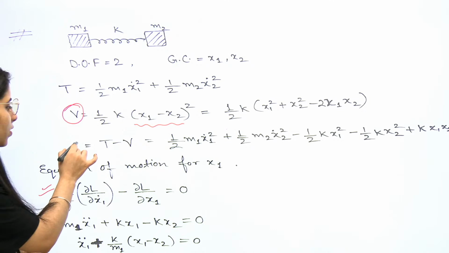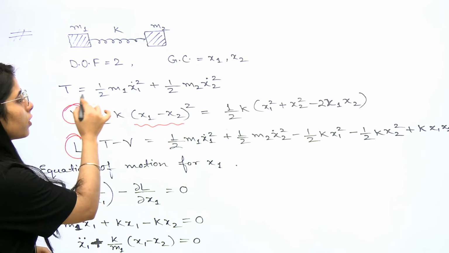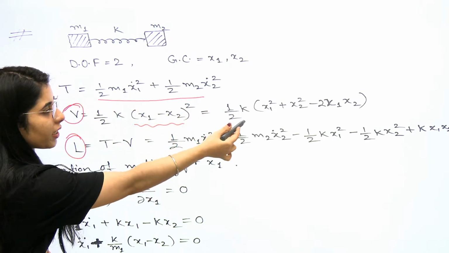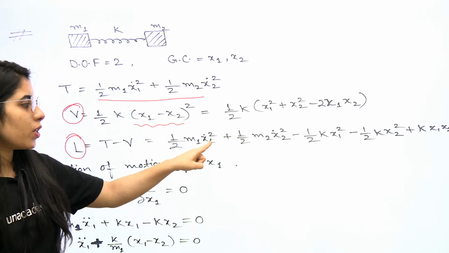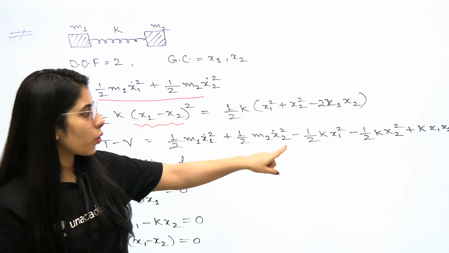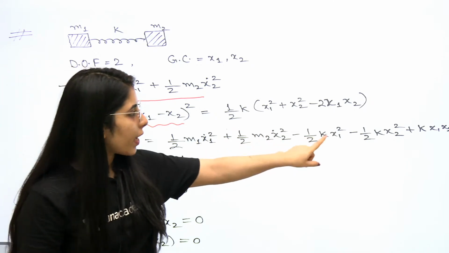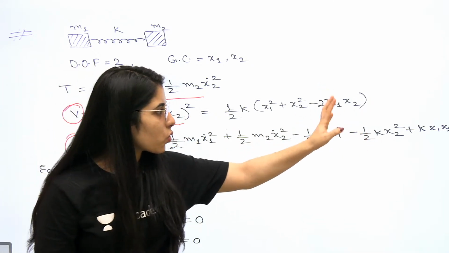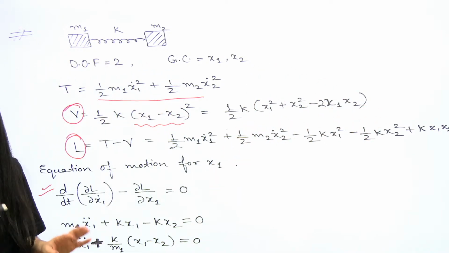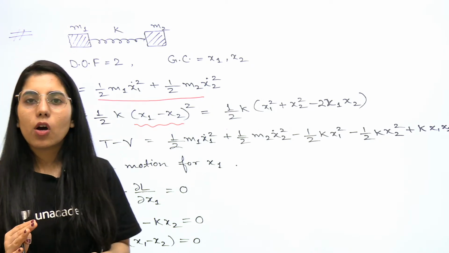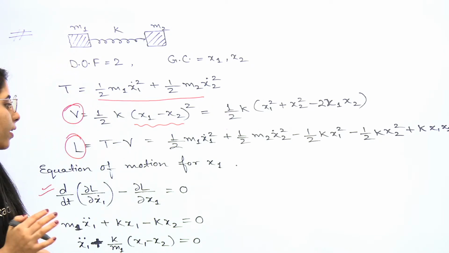After this, Lagrangian is what? T minus V. So T is this expression, minus V is this expression. So you have got this half m1 x1 dot square plus half m2 x2 dot square minus half kx1 square minus half kx2 square, and minus minus will become plus. So that term you are getting. That's correct.